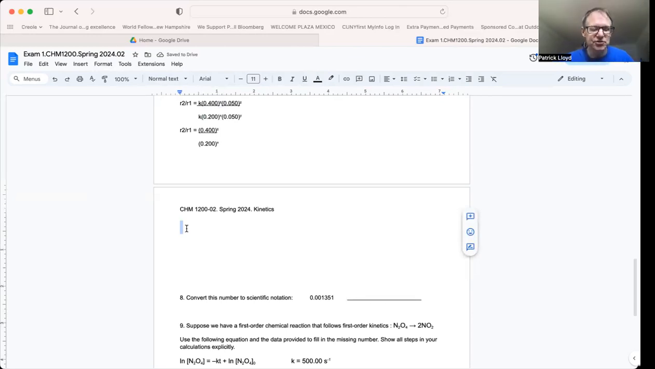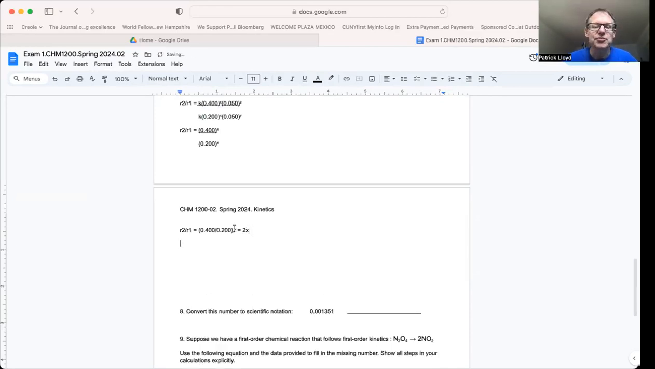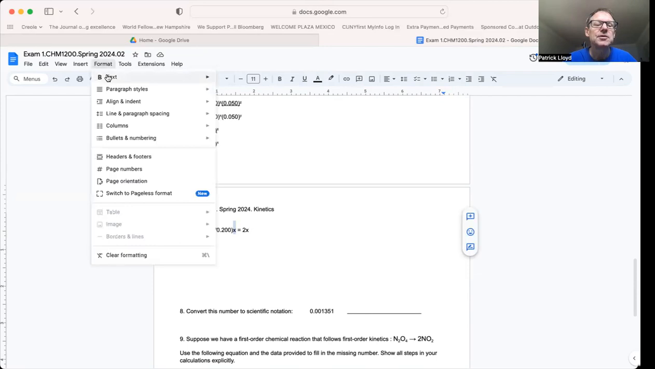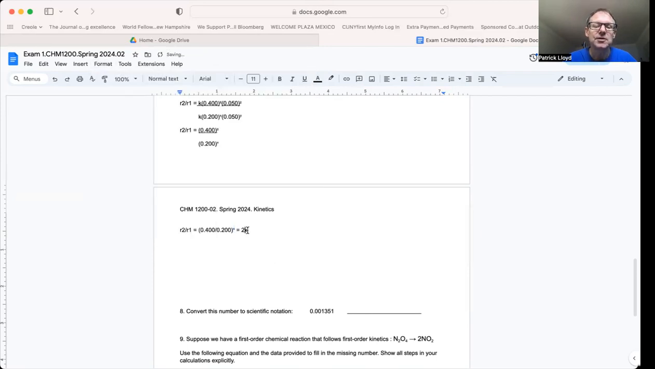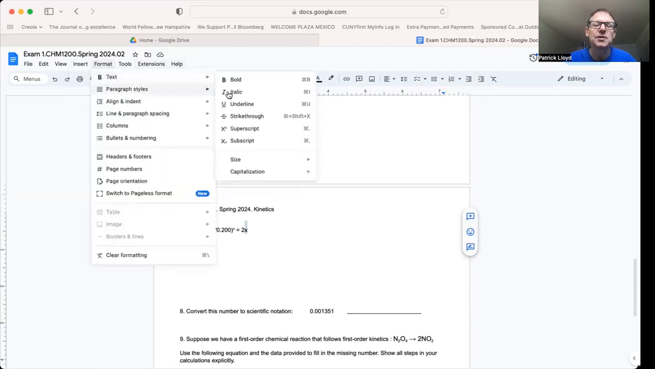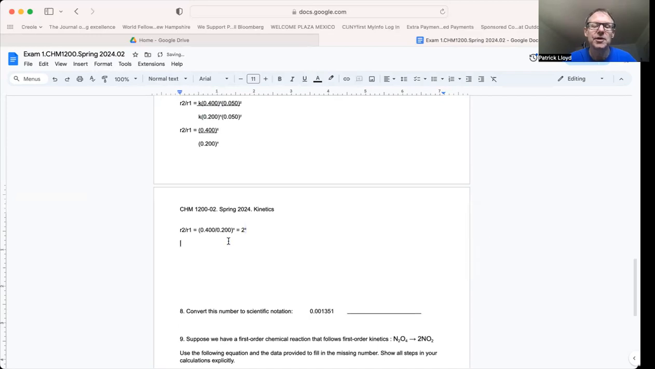That can be simplified, R2 over R1, to 0.400 divided by 0.200, and that's going to be raised to the X. And so that essentially comes out to 2 to the X. Okay, now let me go ahead and superscript these X's. Those are exponents, right? Okay, so that's 2 to the X.